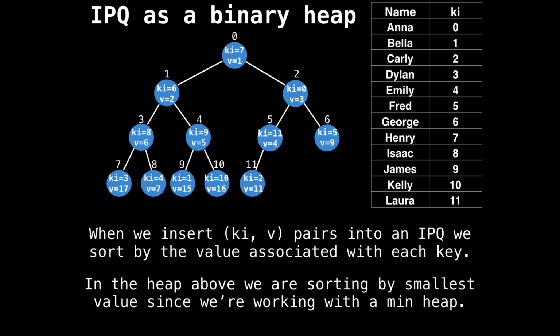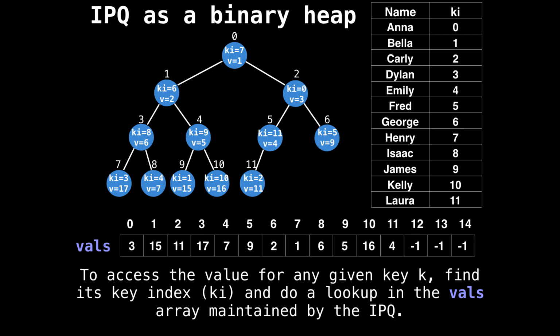If I was to build a min-indexed priority queue out of the key value pairs I had on the last slide, this is the heap I would get. Remember that unlike the previous example, we're sorting by smallest value first, since we're dealing with a min heap. If I want to access the value for a given key k, first you need to figure out what its key index is, and then do a lookup in the values array maintained by the index priority queue.